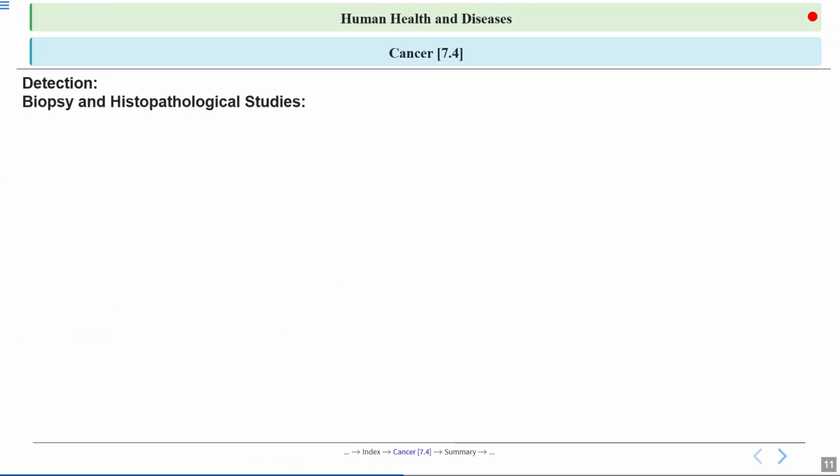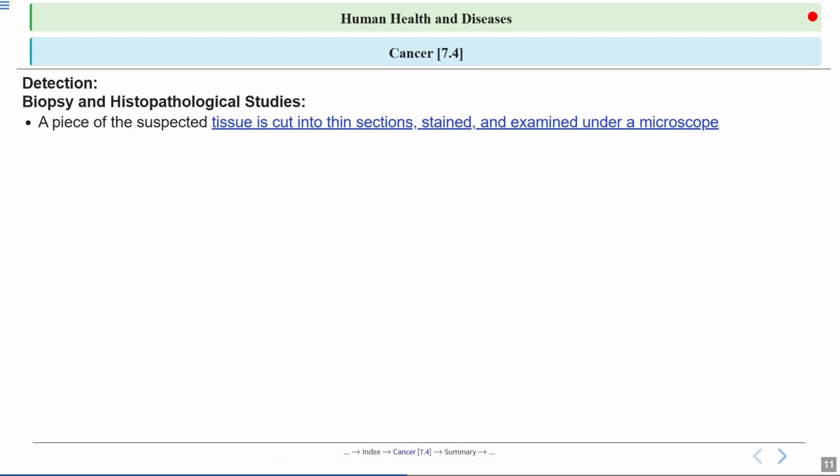Now, how can you detect cancer? By biopsy and histopathological studies, we can detect cancer. In this process, a small piece of suspected tissue is cut into thin sections, stained and examined under a microscope, and this allows the doctor to see the shape and arrangement of the cells, helping them identify if the tissue is cancerous or not.